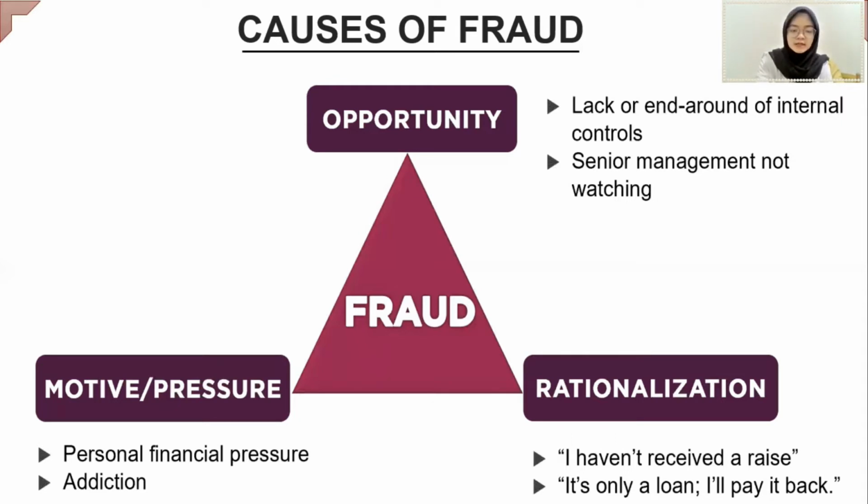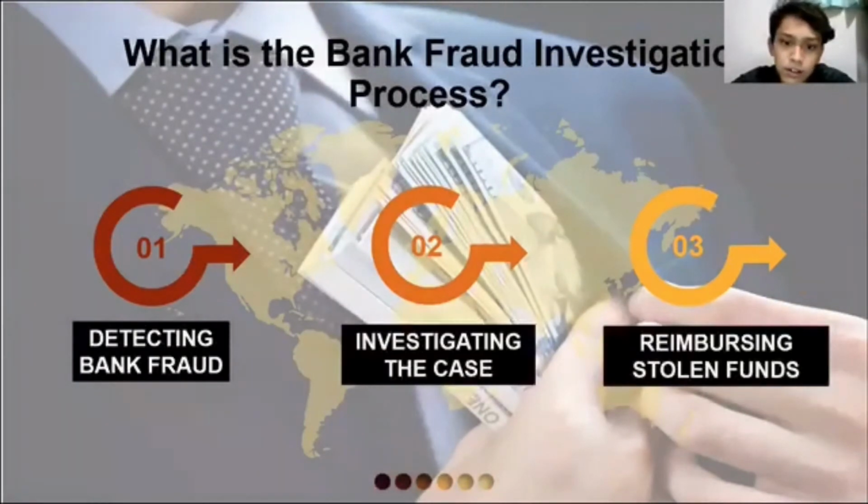Third, rationalization. Rationalization is a form of thinking that makes someone who commits fraud feel that this cheating attitude is acceptable. This can happen if there is no strict law enforcement, or if there is an omission of fraud, or maybe if an employee finds out that a colleague is committing fraud, then he will feel it is okay to commit fraud. Next, I will describe what the bank fraud investigation process is.